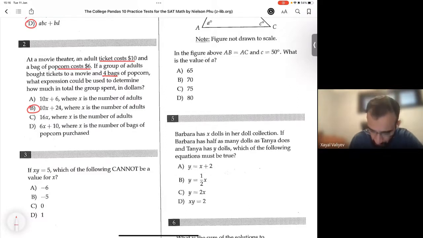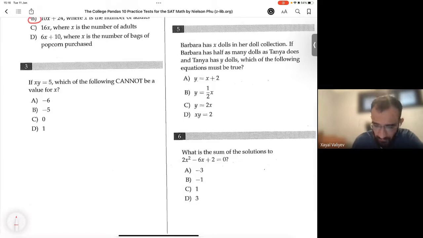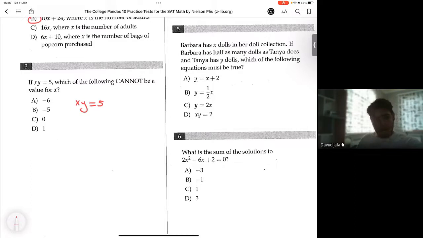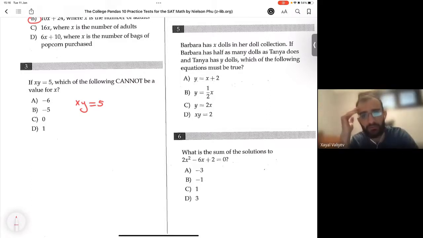So the next question: if xy equals 5, like x times y equals 5, which of the following cannot be the value of x? That's an interesting question. Cannot be the value of x.